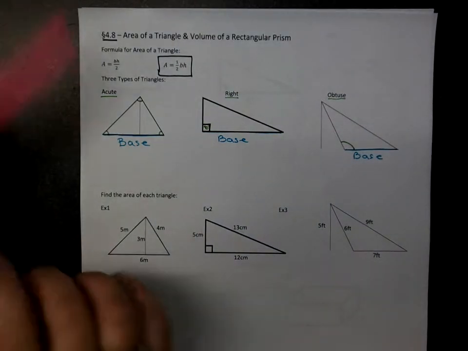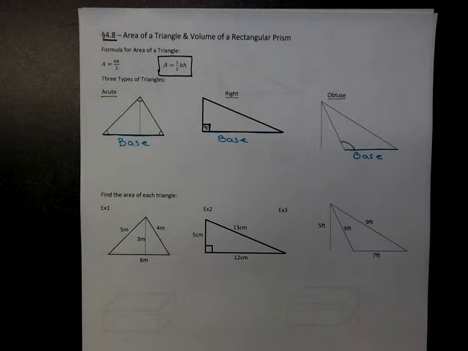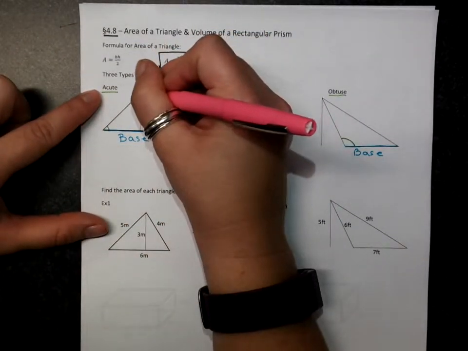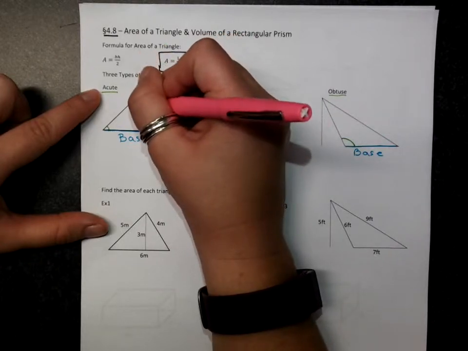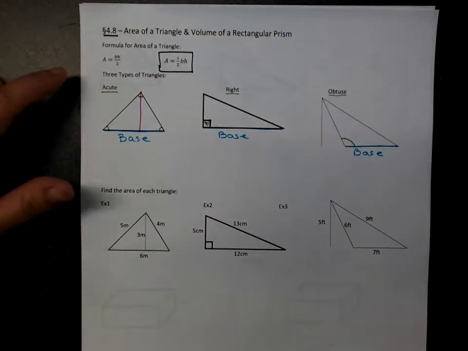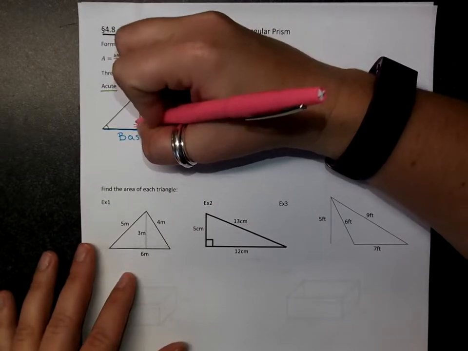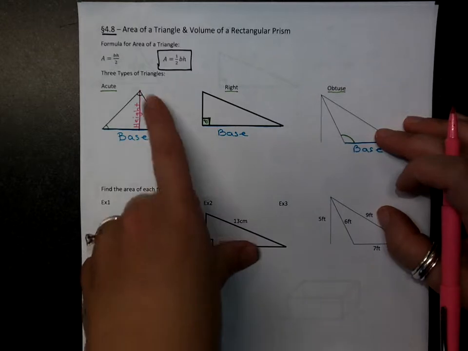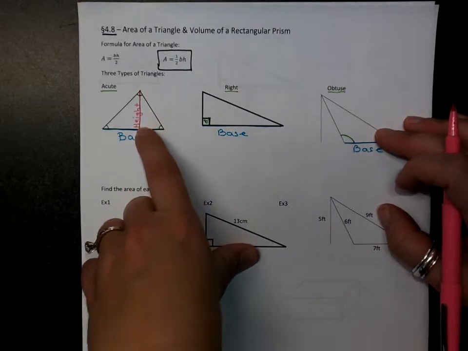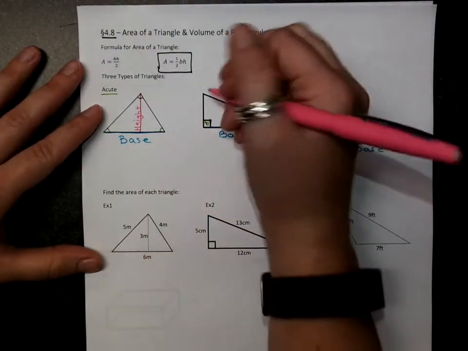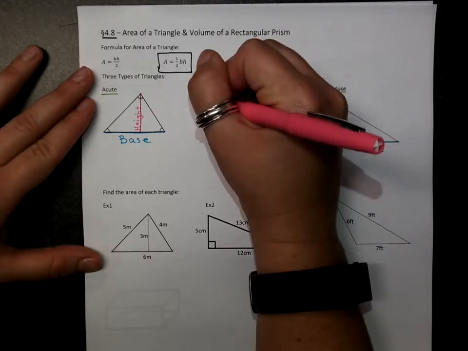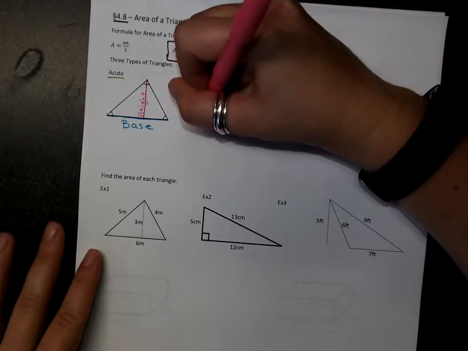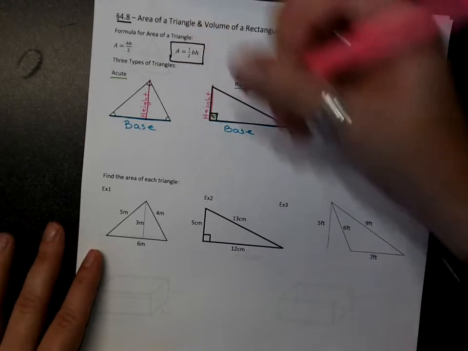The height is a little bit different for each triangle. The height on an acute triangle is from the highest point straight down. So it goes right in the middle of the triangle. This is the height of an acute triangle, from the highest point straight down. On a right triangle, it's actually the side from the highest point straight down. So the height is actually the side of the triangle.